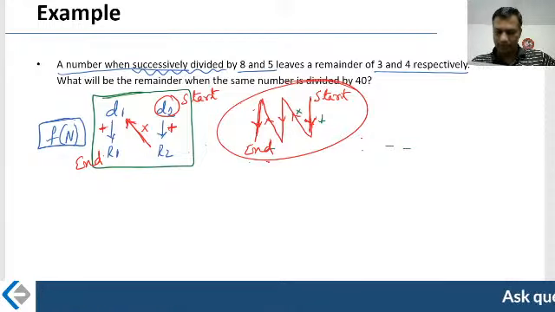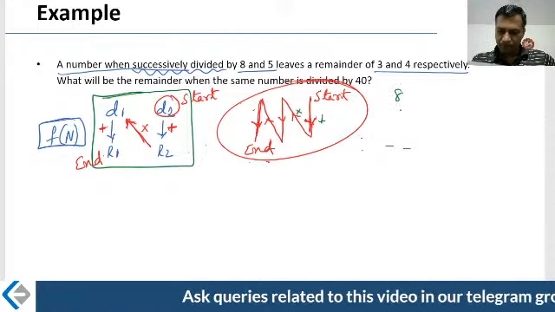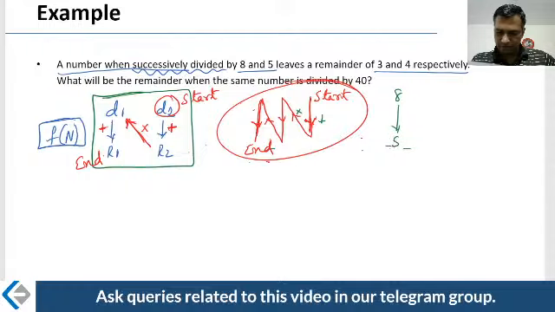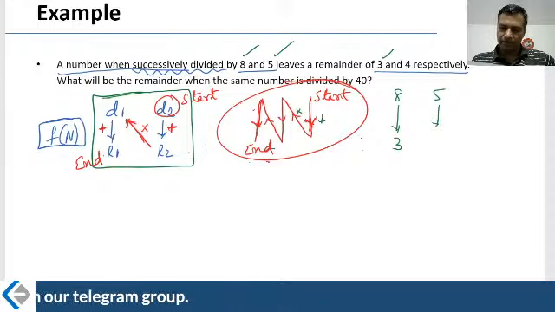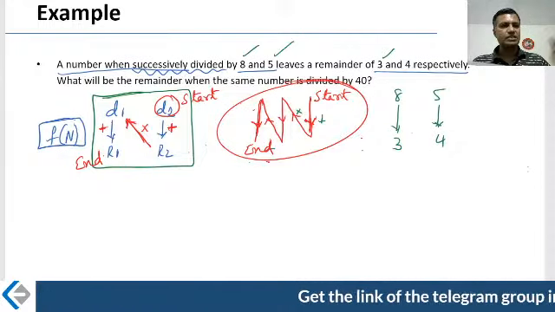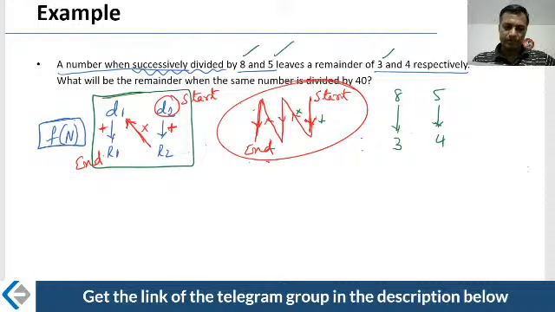Alright, so what are the numbers here? 8, respective remainder 5. 5 divided by 5. Here, 8, respective remainder 3. Divided by 8, respective remainder 3. Divide by 4, divided by 5, the respective remainder 4. It's a successive division. Right? What happened here is a successive division.